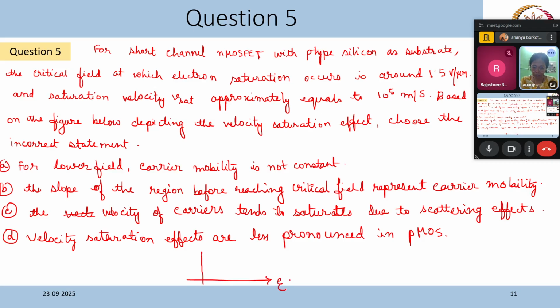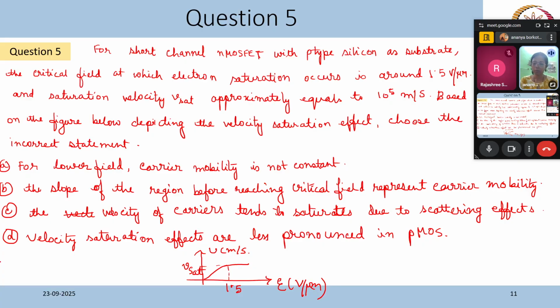Electric field in this direction. So in this axis, voltage per micrometer, say, and this is drift velocity, which is meter per second. And the graph typically looks like this. The critical electric field for which this velocity saturation happens, this is 1.5, okay, and this is our saturation velocity. The value given is 10 to the power 5 meter per second. That is the typical value.